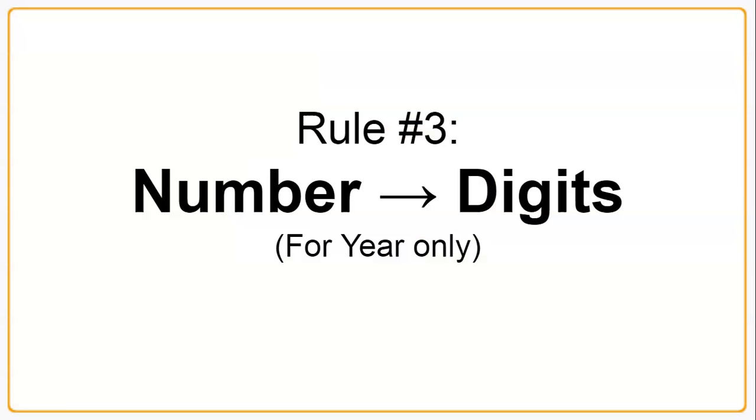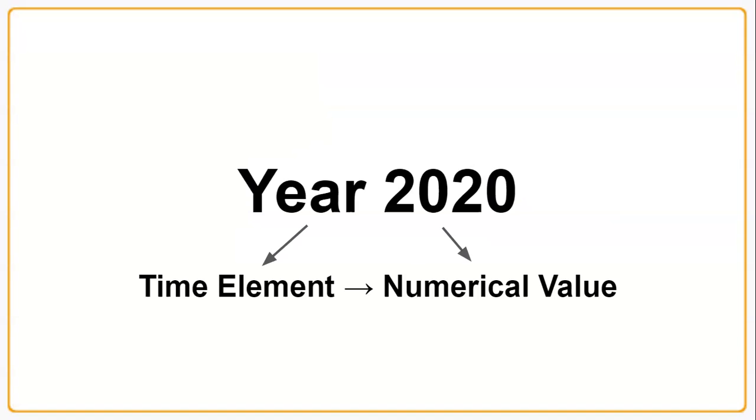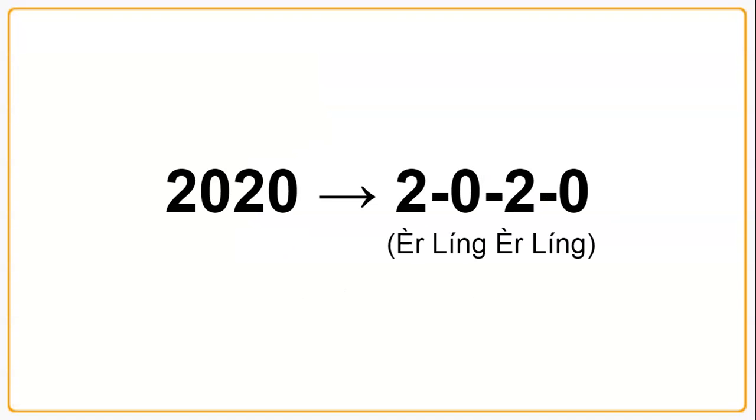Now this brings us to rule number 3. Don't worry, rule number 3 is a very simple one. This rule applies only to the year element, okay? Again, we basically follow rule number 2 by saying the numerical value first and then the time element. However, the only exception is that we separate each digit of the numerical value. So what does that mean? Take, for example, again, year 2020. First, we take its numerical value, 2020, and then we separate each digit. So that's 2020, or erling, erling, erling, erling.